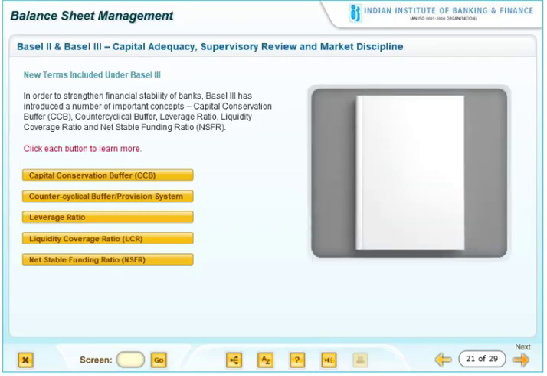In order to strengthen financial stability of banks, Basel III has introduced a number of important concepts: Capital Conservation Buffer (CCB), Counter-Cyclical Buffer, Leverage Ratio, Liquidity Coverage Ratio and Net Stable Funding Ratio (NSFR). Click each button to learn more.